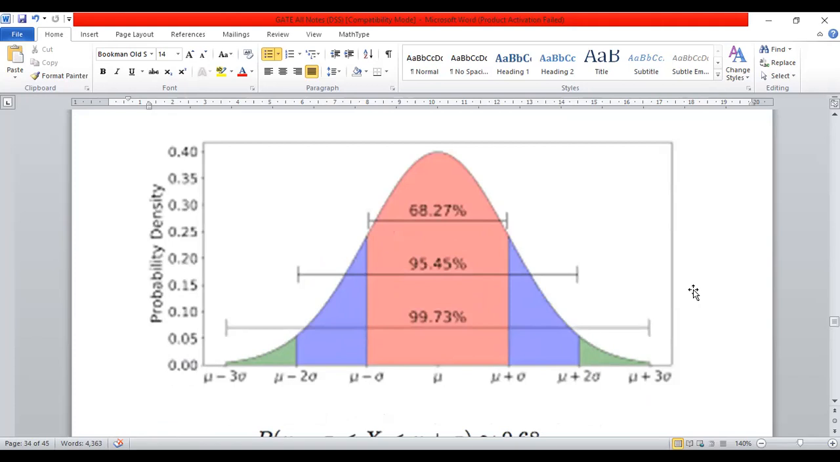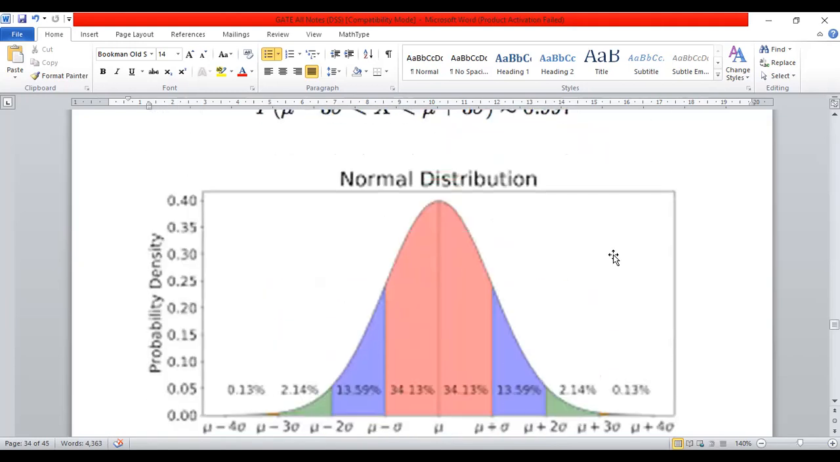Sigma limits. What are the three sigma limits? 99.73% of the total observations lie within three sigma limits, meaning the values lying between mu minus 3 sigma and mu plus 3 sigma are 99.73%. 95.45% of the observations lie within 2 sigma limits, and 68.27% of observations lie within the one sigma limit.